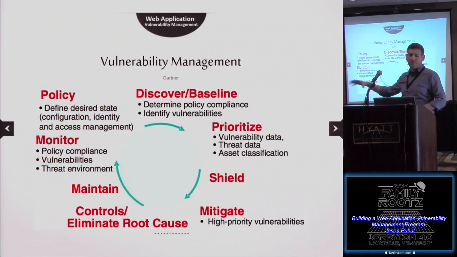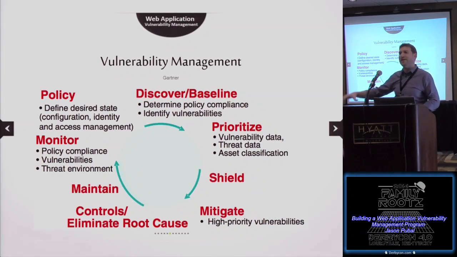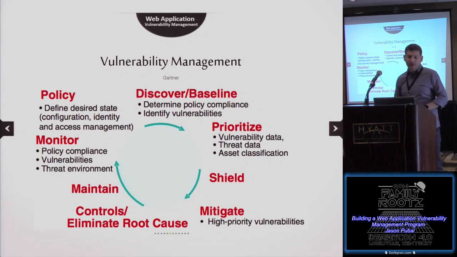This is how Gartner defines infrastructure vulnerability management. I'll go through this quickly to set up the stage for applying that to web applications. First, you've got to have policy. You have to define what your ideal state is. Then you go out, you find all your assets, you do your initial vulnerability scan and get that list of issues. Then you prioritize them. You do your basic risk assessment. Vulnerability A is a little worse than vulnerability B, so we're going to look at A first.